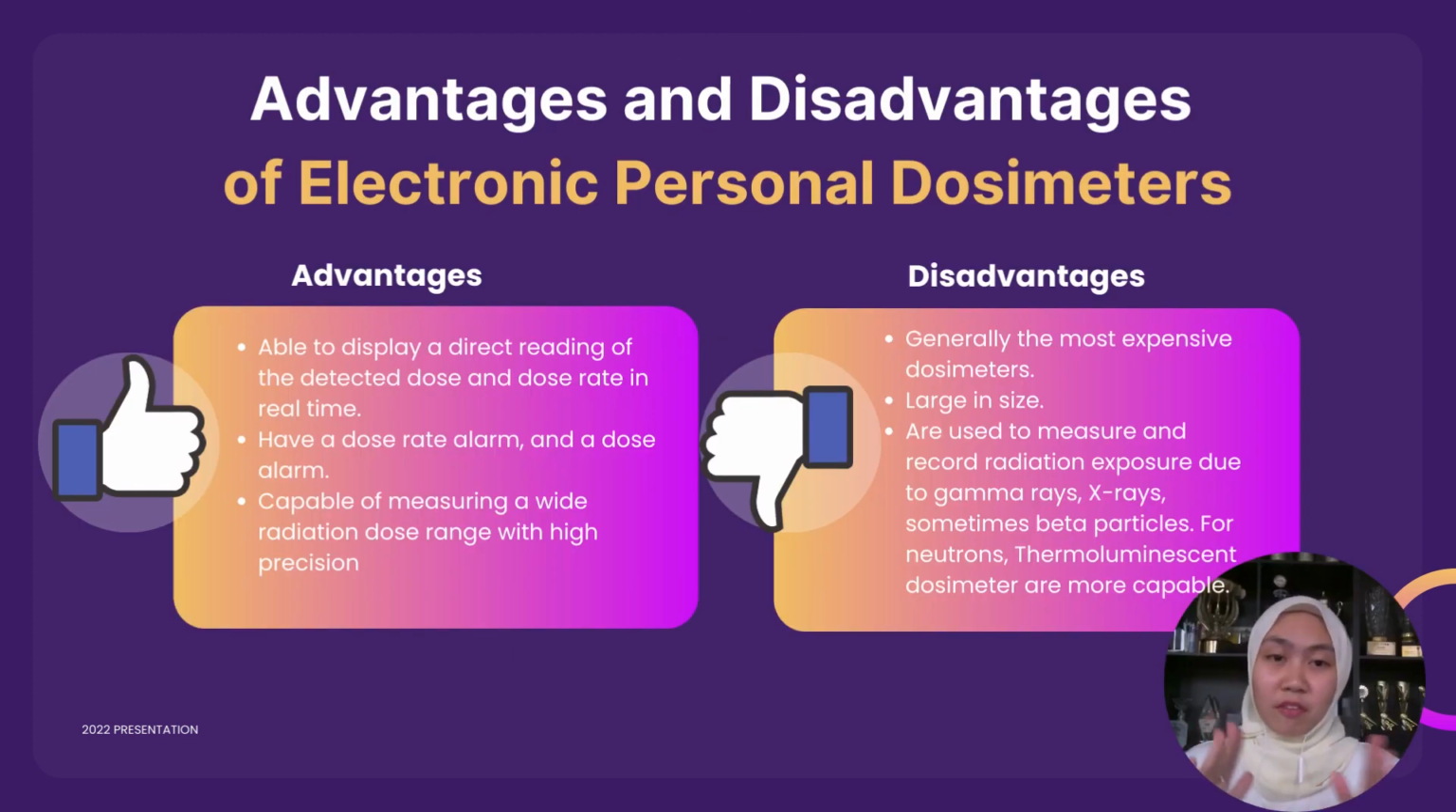We have understood almost everything about the MOSFET dosimeter. So these are, in general, the advantages and disadvantages of the electronic personal dosimeter. For the advantages, firstly, it is able to display a direct reading of the detected dose and dose rate in real time. Secondly, this dosimeter has a dose rate alarm and a dose alarm, which can warn the person wearing it when a specified dose rate or cumulative dose is exceeded.